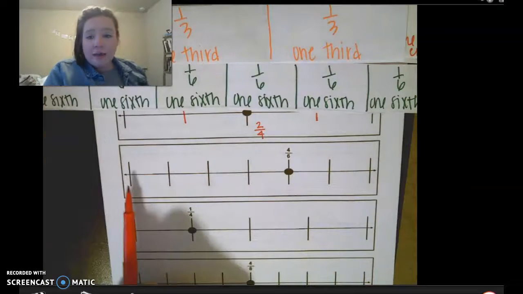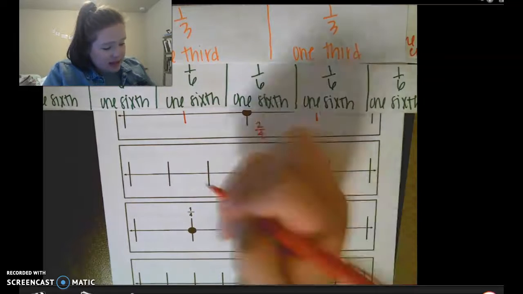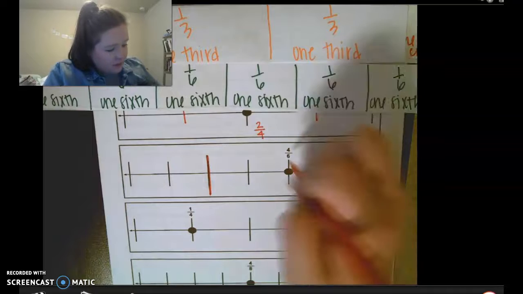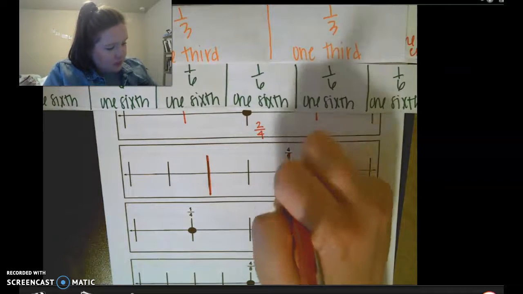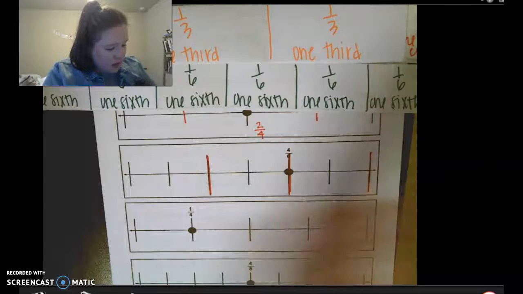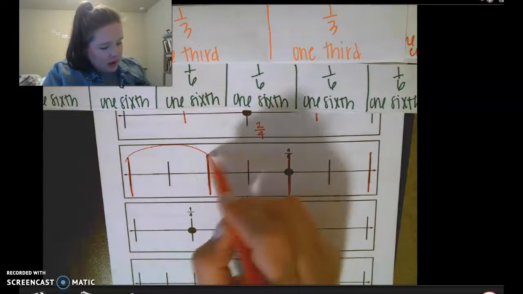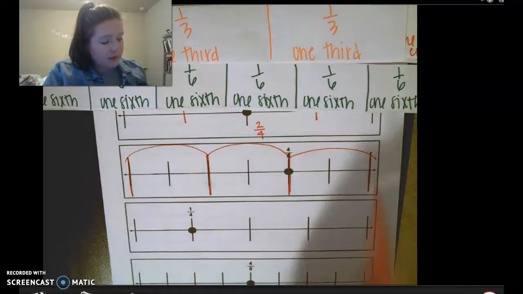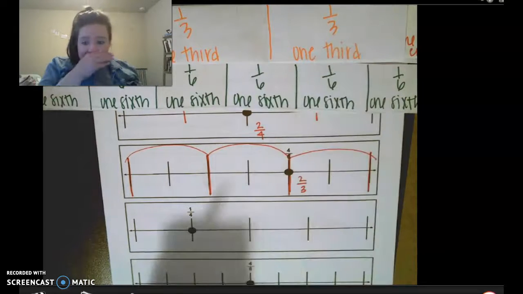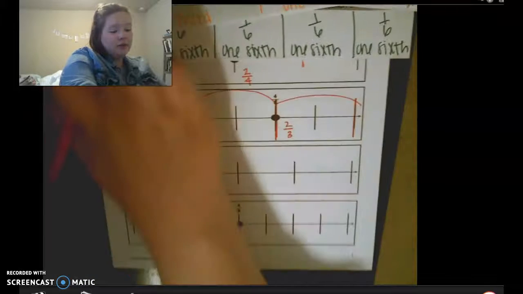Now, on my number line, I already have thirds, and you may be able to see them, but you may not. 1, 2. So these would be my thirds. 1, 2, 3. But it's right here, so it's equivalent to 2/3. Okay? So we're just finding equivalent fractions on our number lines.